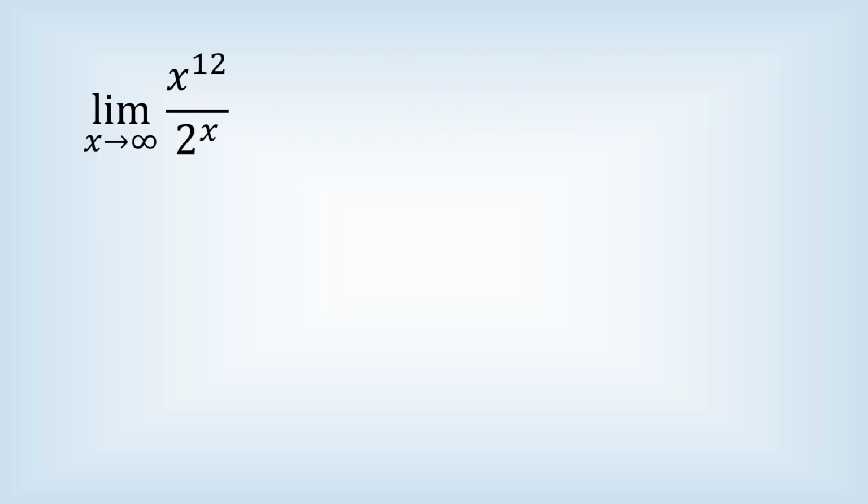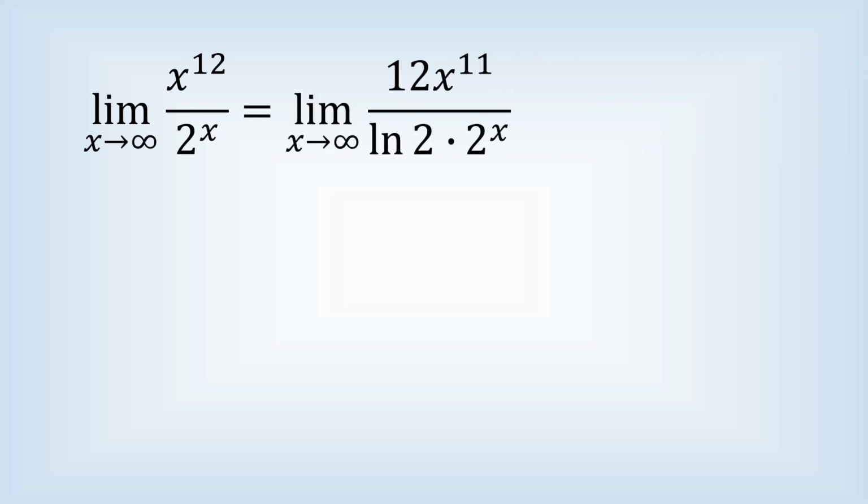The limit of the ratio of our two functions should approach infinity if x to the 12th continues to be larger than 2 to the x for an arbitrarily large x. Because this is a limit involving the indeterminate form of infinity over infinity, we can apply L'Hopital's rule and take the derivative of the numerator and denominator. When we do, we get the following.